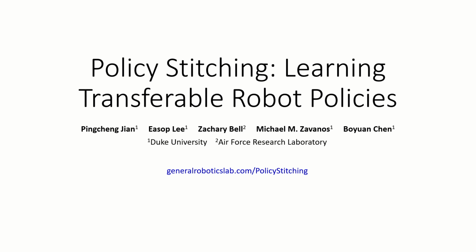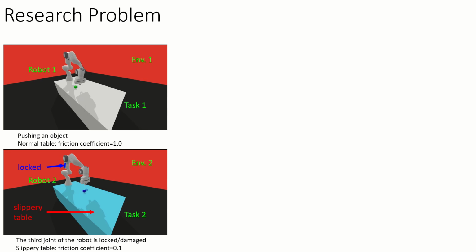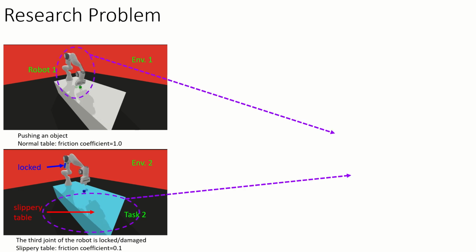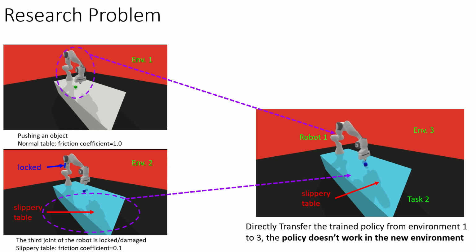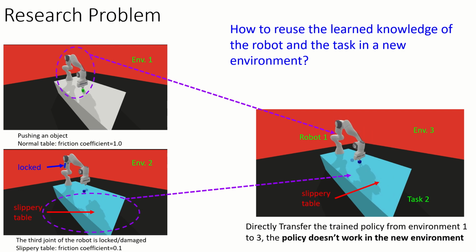We present policy stitching, a method to learn transferable robot policies in different tasks. Suppose we train robot 1 in task 1 and robot 2 in task 2, and now we want robot 1 to perform task 2. If we directly transfer the trained policy, it doesn't work in the new environment. How to reuse the learned knowledge of the robot and the task in a new environment?